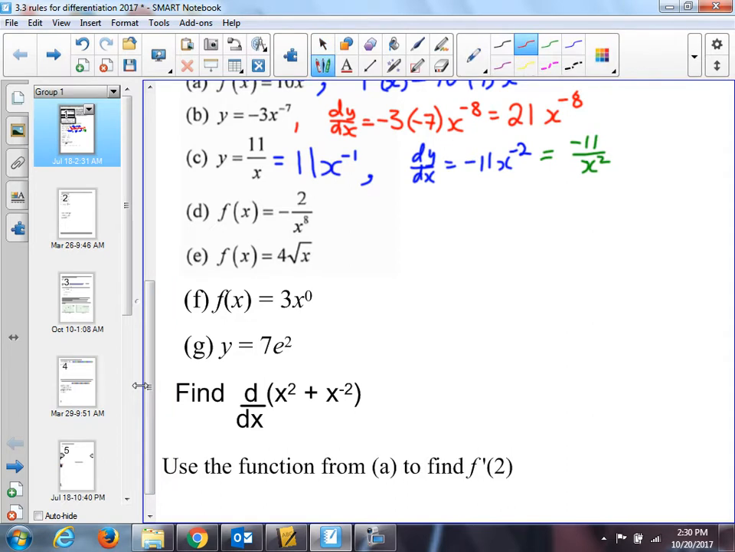So D, I'm going to rewrite this before I do any calculus. -2x to the -8. Then I'll leave a space here because it's not equals. It's f prime of x is equal to, separate statement. And then I'm going to say, well, positive 16 x to the -9, right? So does everybody see how this is working here?